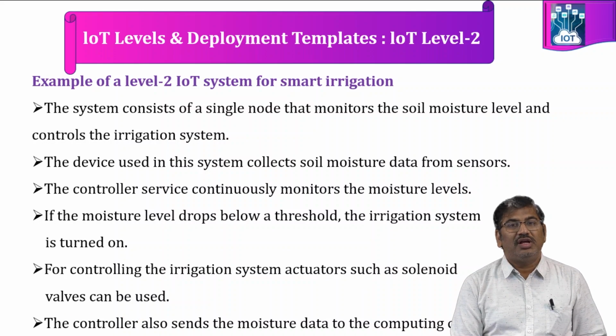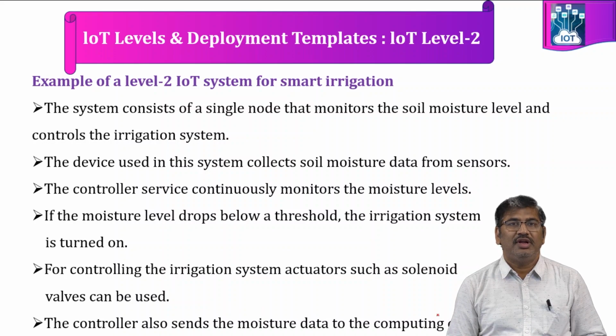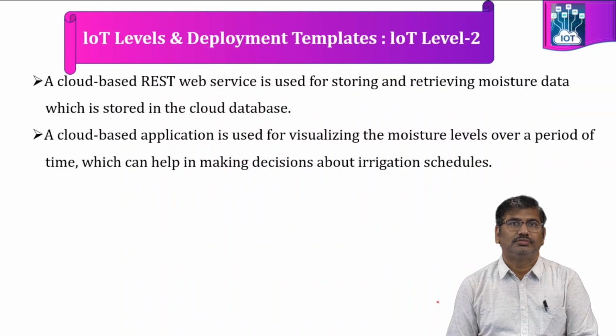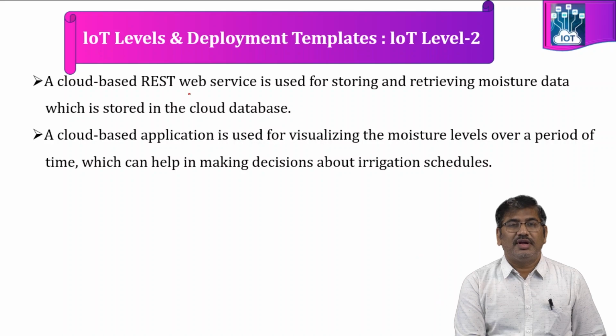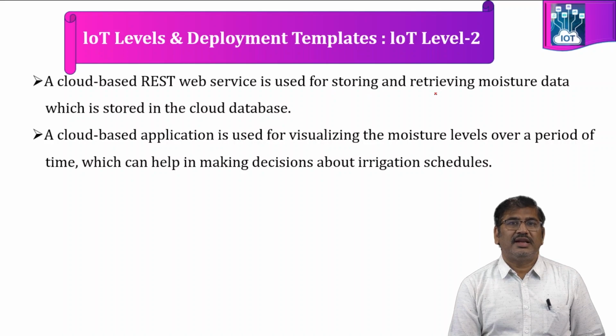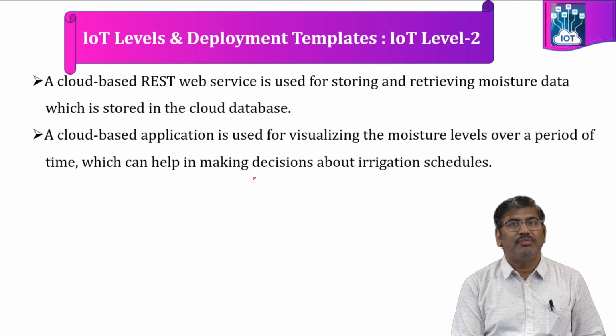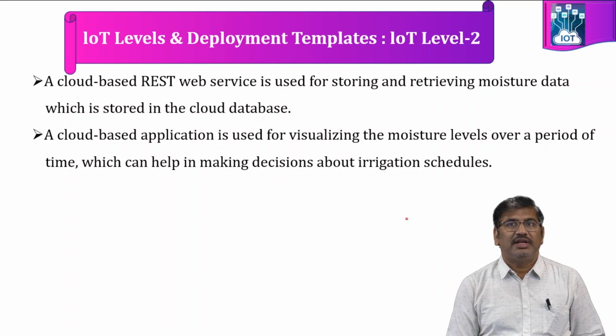The controller also sends the moisture data to the computing cloud. So the cloud-based REST web service is used for storing and retrieving moisture data, which is stored in the cloud database. The cloud-based application is used for visualizing the moisture levels over a period of time, which can help in making decisions about irrigation schedules, when to turn on the motors for water supply.